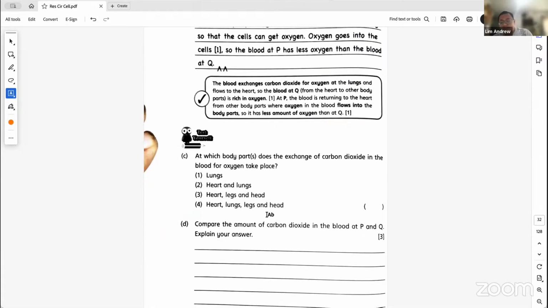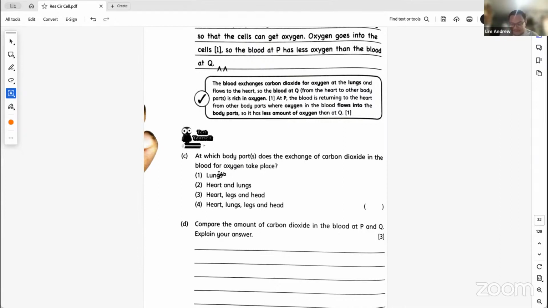At which body parts does the exchange of carbon dioxide in the blood for oxygen take place? Any volunteers to answer this question? If not, then I will explain further. So, at which body parts does the exchange of carbon dioxide in the blood for oxygen take place? In our body, there's only one place for the exchange of gases, which is only the lungs.